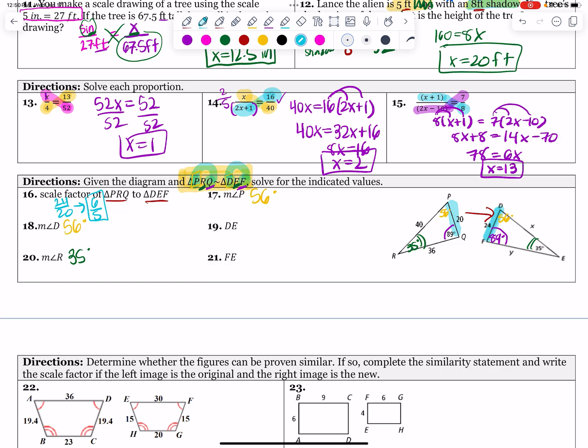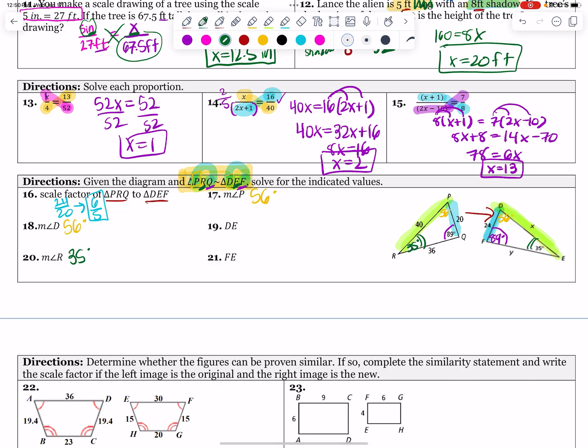Okay? All right, so now we want to find side length DE. So I'm going to color code this. DE is this piece right here. It's X. Who corresponds to DE? That's the first two letters. That'd be PR.